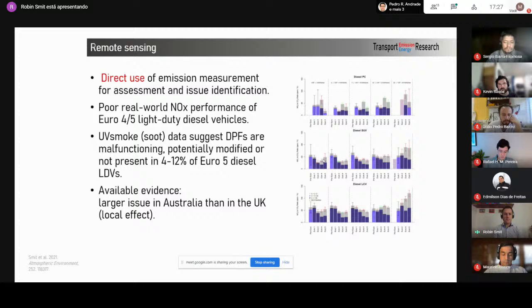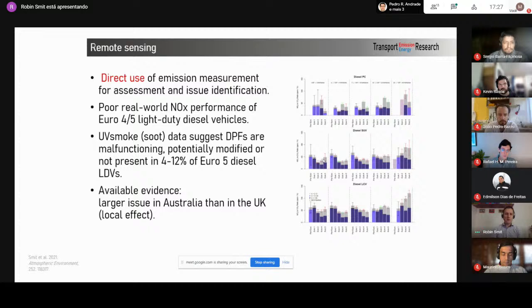And we did confirm that we have poor real world NOx performance for diesel vehicles. We're still in Euro 5. I think it's the same case in Brazil at the moment. And we're looking at adopting Euro 6, which is very delayed. But this is an important finding because our diesel vehicles are not performing well in NOx.